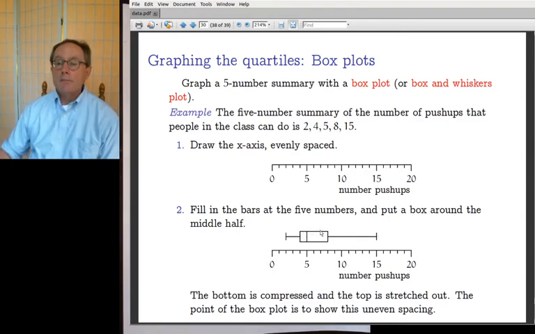You connect the middle half with a box. That's the box part of the box and whiskers diagram. And then you connect the other 2 with just a single line. So that's a box plot. And very important, the key idea of a box plot is that it shows you that 15 is a relatively long way from 5. So it shows you an uneven spacing.